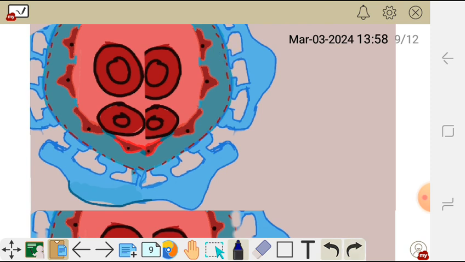For any filtrate to be filtered, it has to pass through these three layers. We have the endothelial cells, then it has to pass through the glomerular basement membrane, and then it has to pass through the pores or slits of the podocytes. Those are the slits of the podocytes. But what prevents some molecules such as proteins from being filtered from the blood vessel?